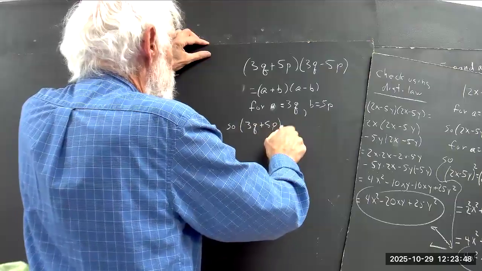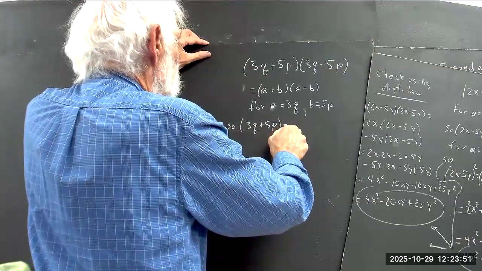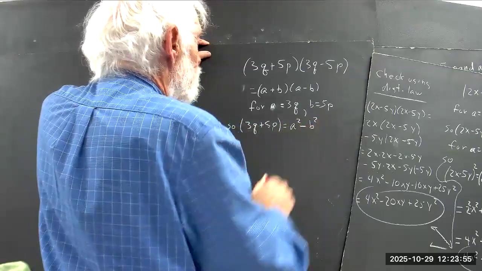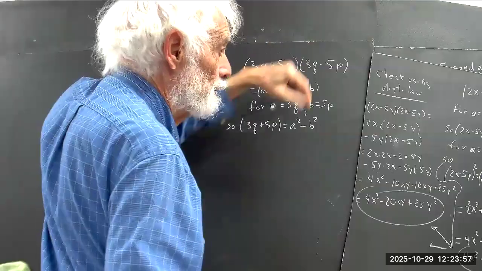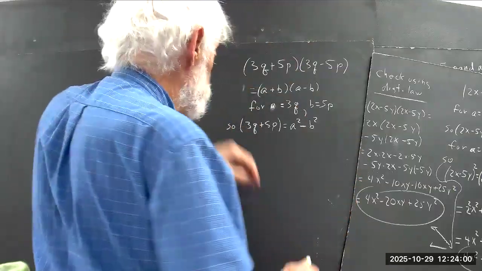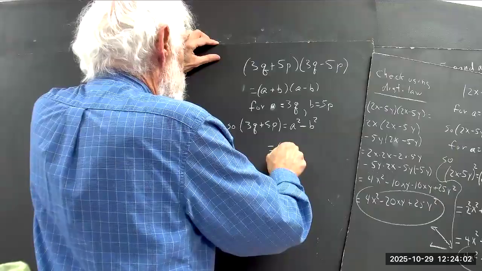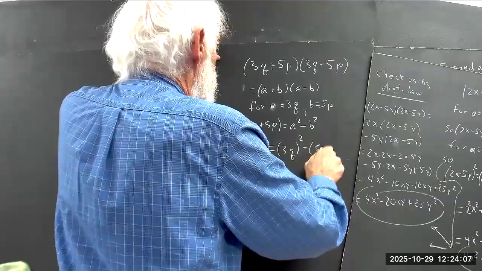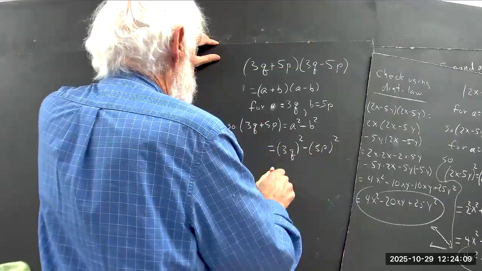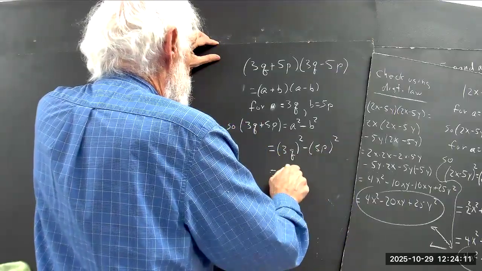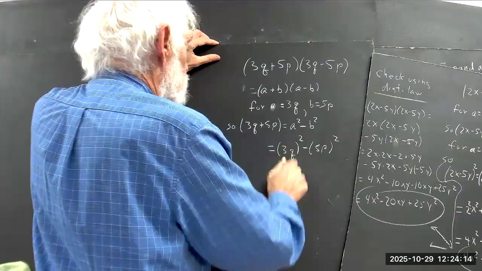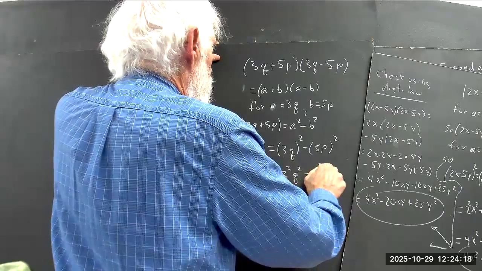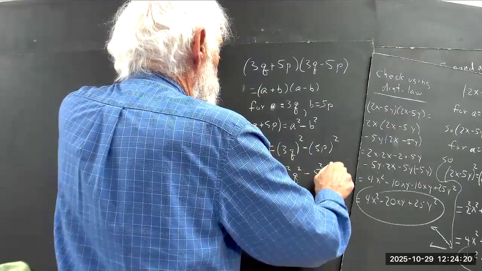3Q plus 5P has to equal A squared minus B squared, because A plus B times A minus B is A squared minus B squared. That's going to be 3Q squared minus 5P squared. And then by the rules for exponents, that's 3 squared times Q squared minus 5 squared times P squared.